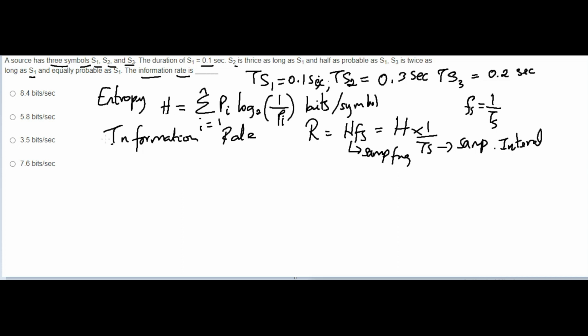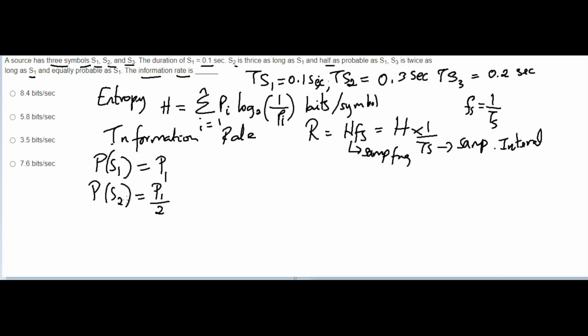Now we're going to go for the calculation, and in the calculation they say P of S1. Listen to me: S1 is 0.1 second as given, and S2, they say, is half as probable as S1. So P of S1 is automatically P1. No problem with this one. P of S2 is half as probable. What does half mean? You can say P1 divided by 2, half of the probability P1.